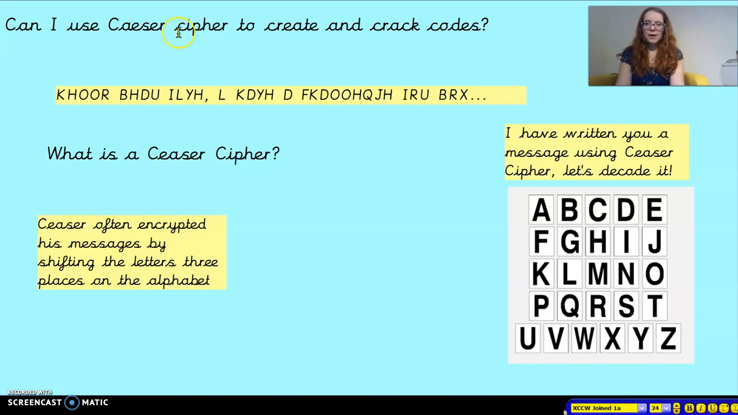Let me get my typer up here. I'm going to try and keep it in line with the words as much as possible. So Caesar shifts his letters. I've done exactly the same.